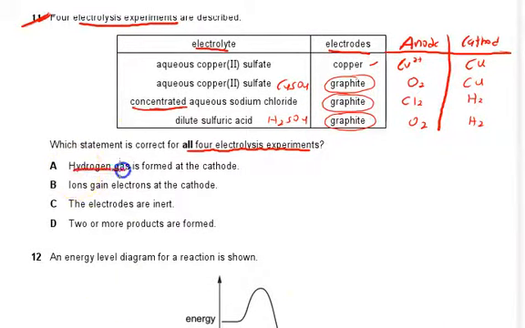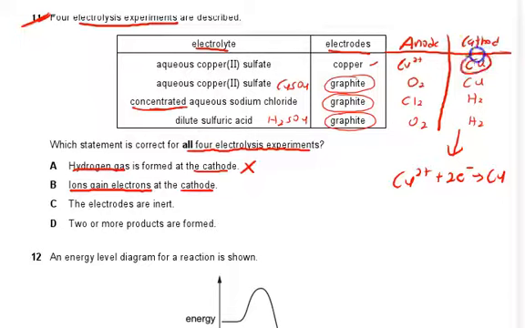Okay, hydrogen gas is formed at the cathode. So not all, only 2 of this experiment. Okay, ion gains electron at cathode, that is correct. So if you look at here, the equations will be receiving electrons to form copper at this side, and for the hydrogen, it will gain electrons to form hydrogen, H2. This is your half equation, so this is correct.